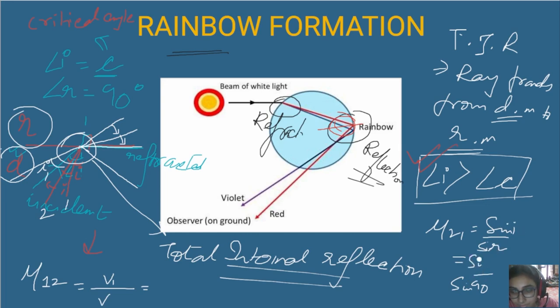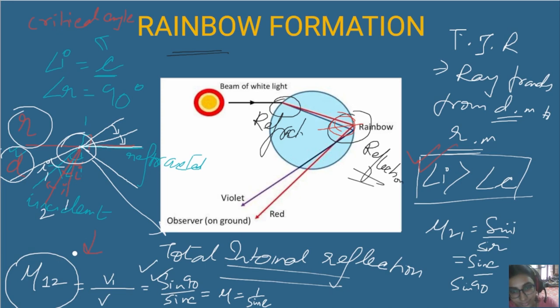Sin C. Since I've reversed the whole thing here, sin 90 will be in the numerator, and sin C in the denominator. You know sin 90 is 1. So the refractive index of the denser medium will be 1 by sin of the critical angle. This is another way of finding out the factor by which the ray has bent, by finding out the refractive index.